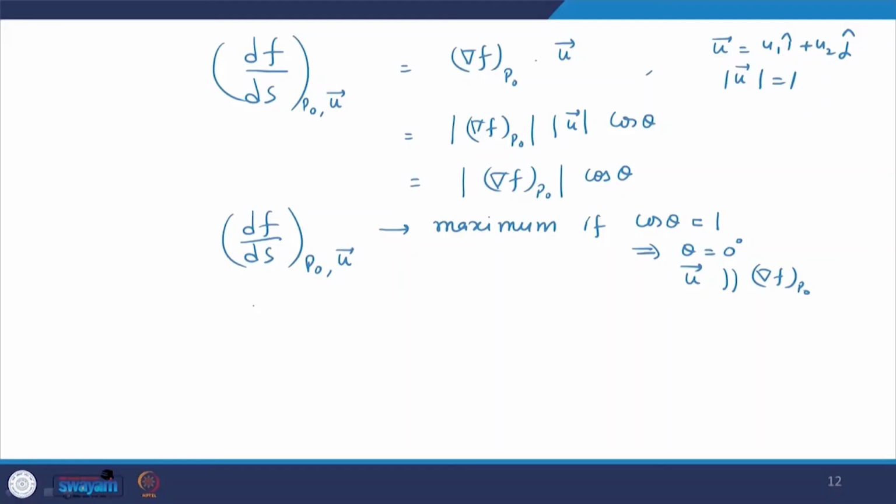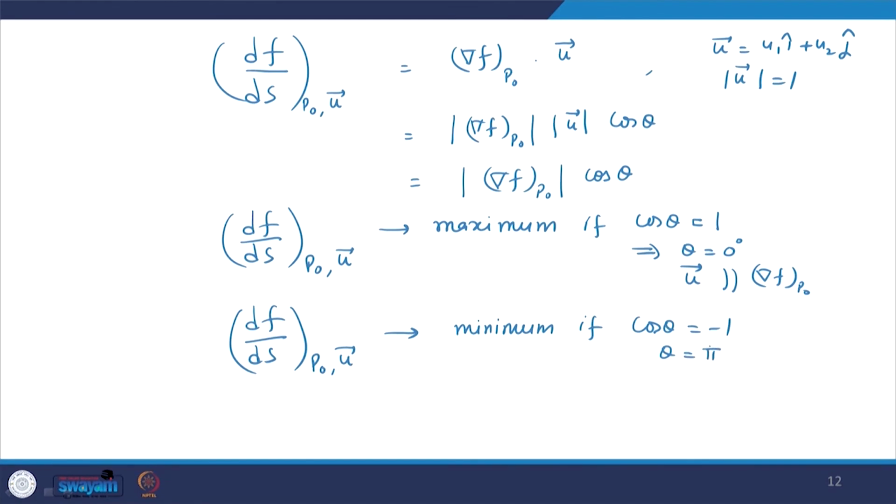So, if we compute the gradient of f, it gives the direction in which the rate of change of the function increases most rapidly, and we sometimes call this the steepest direction. Similarly, when is df upon ds at p naught in the direction u minimum? It is minimum if cos theta is -1, that means theta equal to pi. So, the direction of u is nothing but the negative of the gradient of f at that point. If the direction of u is opposite to the direction of gradient, that is the direction where f decreases most rapidly, a descent direction. This is an ascent direction, it increases most rapidly, and this is a descent direction where it decreases most rapidly.